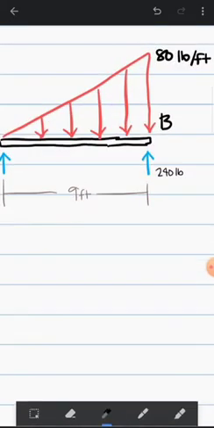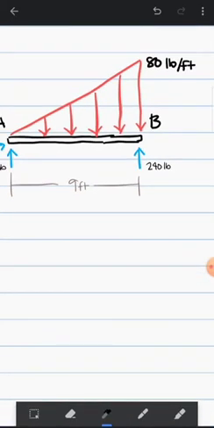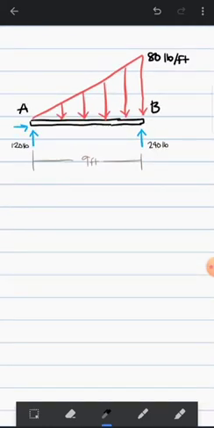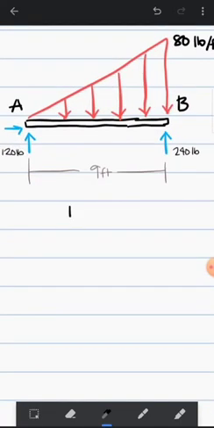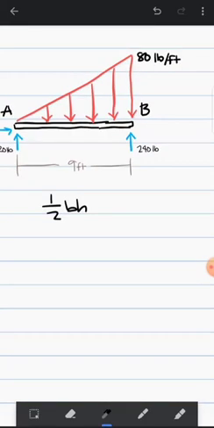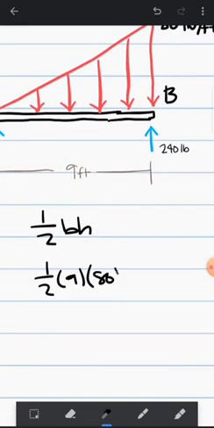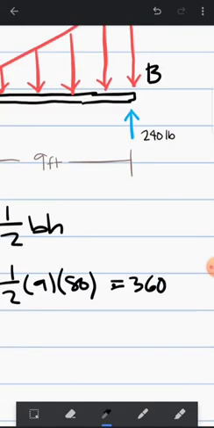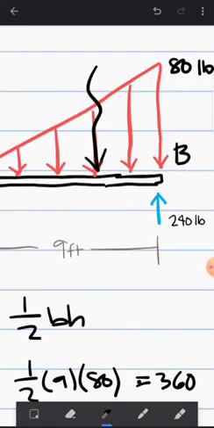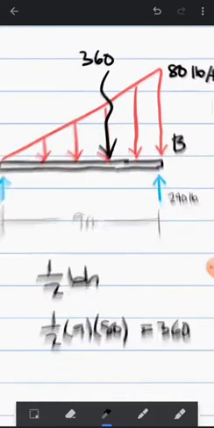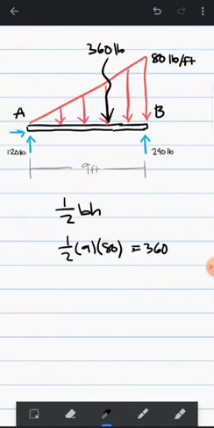So we first convert this uniformly varying load, or in other words a triangular load like this, by just the area of the shape. Since this is just a triangle, the formula is just 1/2 base times height. The base here is just 9, and the height is this 80. So 1/2 times 9 times 80 should be equal to 360. This 360 we place here as the point load, 360 pounds.